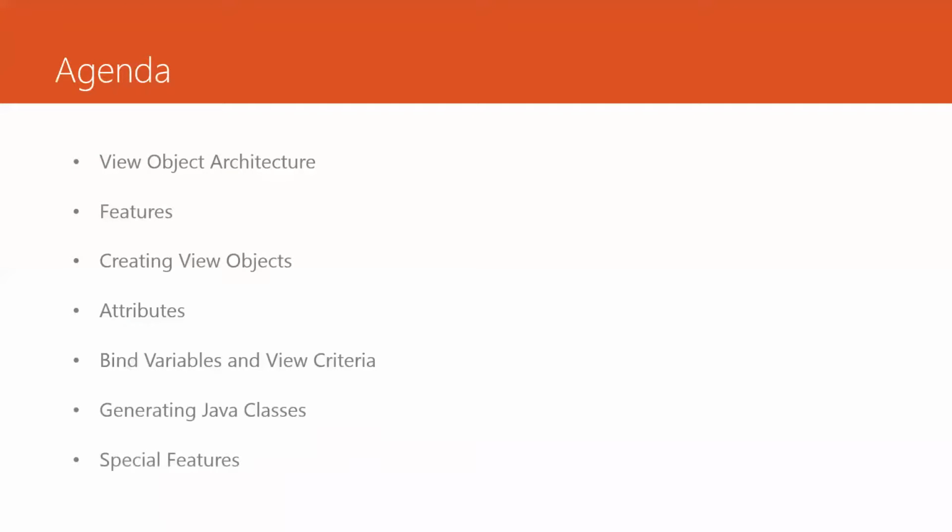The agenda goes like this. First, we'll explore the architecture, which is the first and foremost thing we need to understand about any component. Then we'll look at specific features of view objects. Then we'll create view objects in different manners, as there are multiple types of view objects. We will see how to create each kind of view object. Then we'll explore the attributes and properties of view objects, just like we did for entity objects.